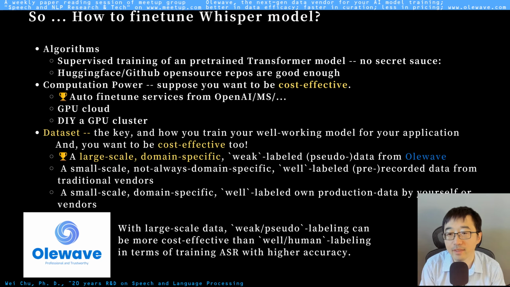And because this is a red database, they say this is well labeled. Of course, they only have to have a human being check whether the people are saying the word they're supposed to say.